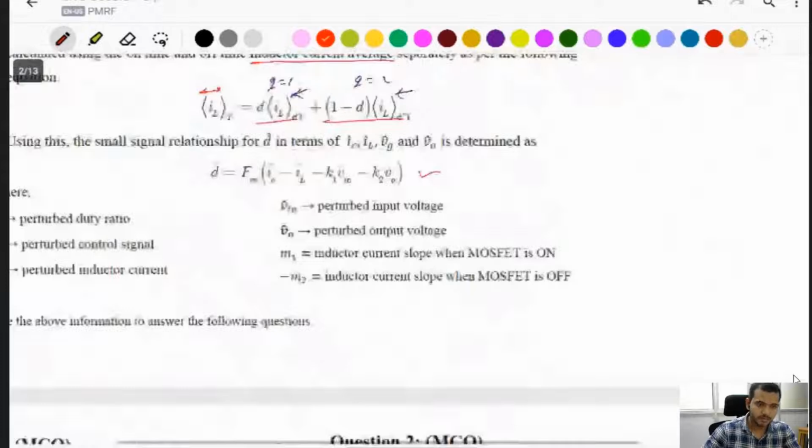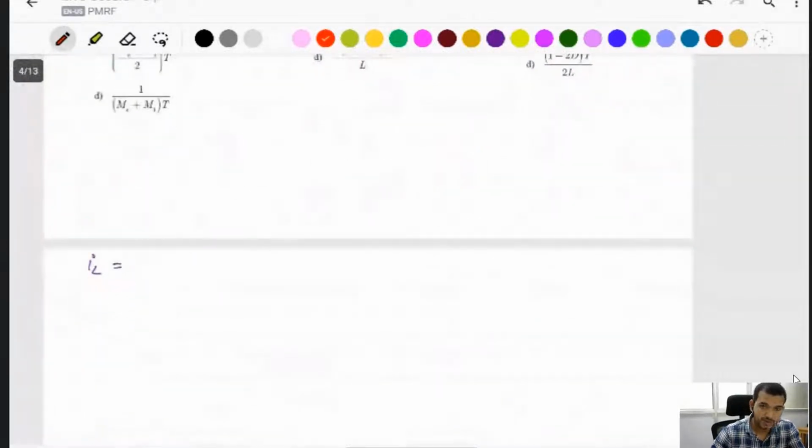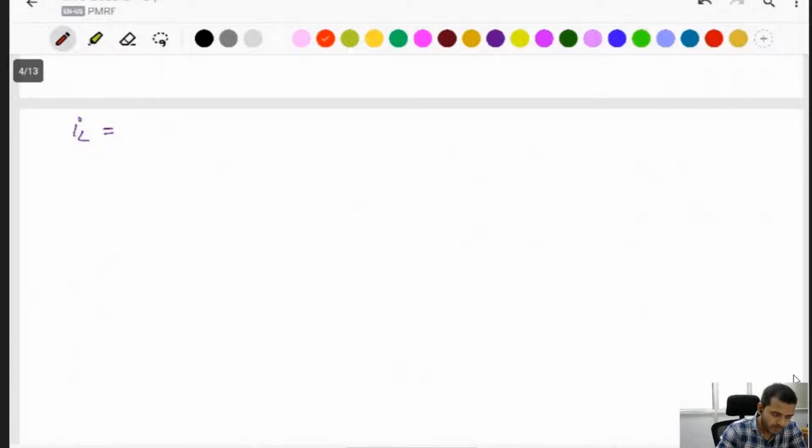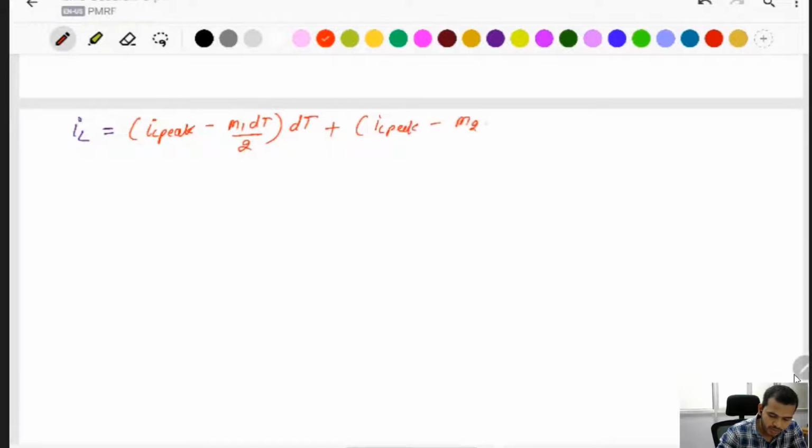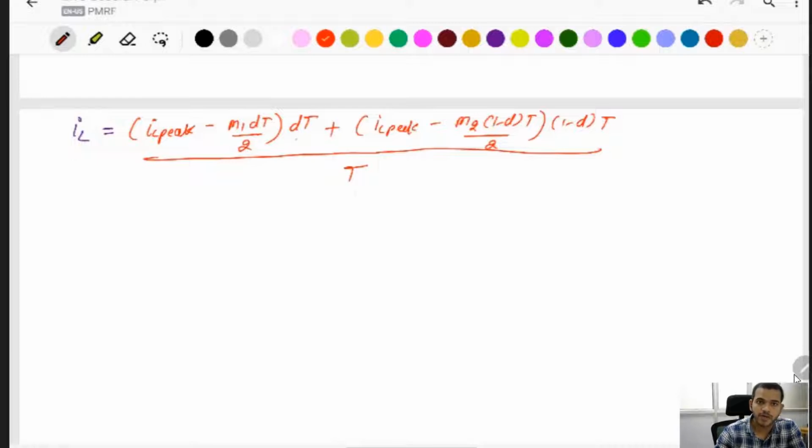Let's start the expression. I write the average inductor current as: IL peak minus m1 dt by 2, into dt, over the on time period, plus IL peak minus m2 (1 minus dt) divided by 2, into (1 minus dt), divided by the total time period. The on time and off time divided by the total time period give the average inductor current.